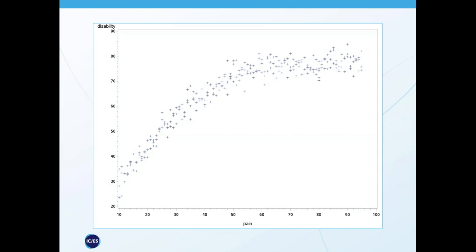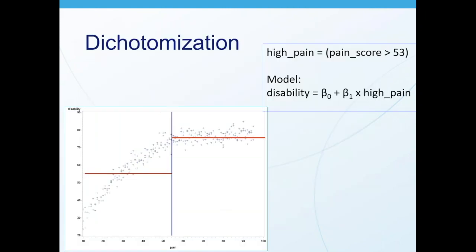So pain is our continuous predictor in this example, and disability is the outcome or the dependent variable. I'm going to tend to use the words predictor and outcome. You may be more used to hearing them called the independent and dependent variables. Now, the first way of dealing with modeling a continuous predictor taken from the table is dichotomization.